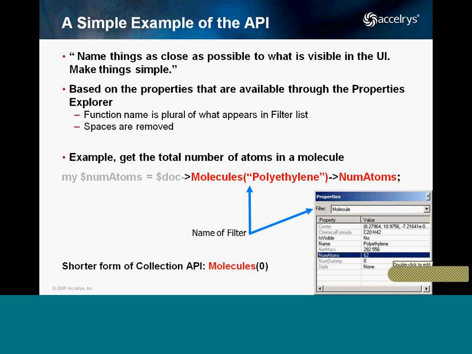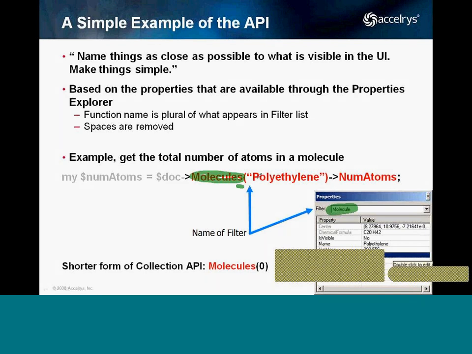So what I can do then is very simple. I look at the molecule filter. So this is the molecules that I have here, and this relates back to the molecule filter that I have there in the Properties Explorer. So basically what I do is I take whatever the name of this filter is in the Properties Explorer, and then I pluralize it, I add an S on the end, and that gives me the API that I need to get into that filter.